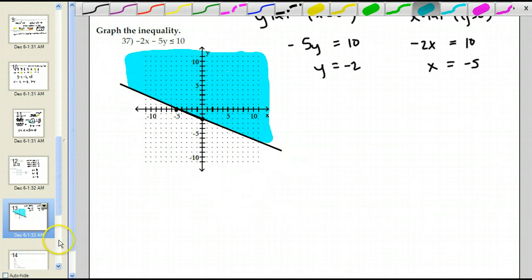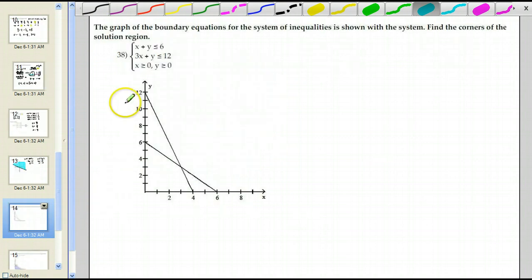Alright, the graph of the boundary equations for the system of inequalities is shown. Find the corners of the solution region. Now what you have to understand here is it could be this region, it could be this region, it could be this region, it could be out here. We have to go by what goes on here. So I'm going to use yellow for this first one.